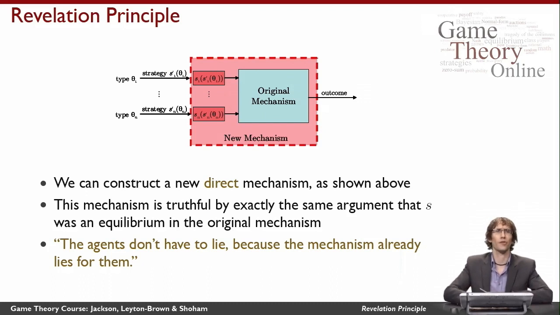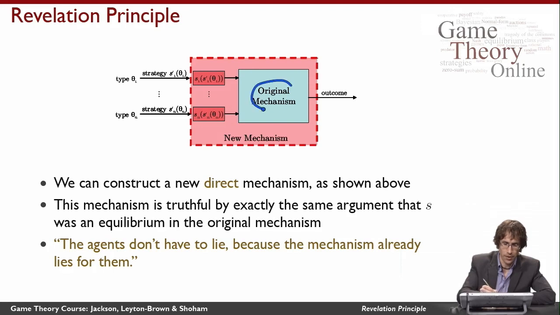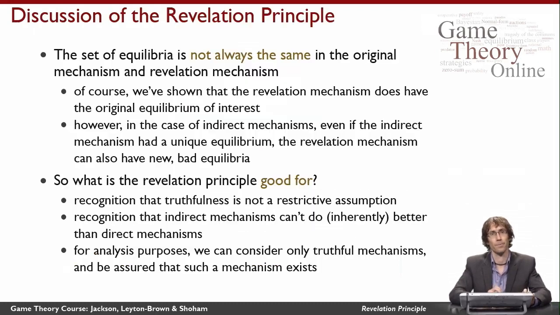So the slogan for the revelation principle is that the agents don't need to lie in this new mechanism because the mechanism already lies for them, right? We don't actually feed their real types into the original mechanism. Instead, we already apply this strategy of their types just in the way that they were doing before. And given that the mechanism is going to do such a good job of lying for me just in the way that I would have wanted to lie, there's no reason for me to lie again, right? The mechanism is acting as my proxy. The mechanism is doing just what I would like to do, if only I tell it the right thing. And so I should tell it the right thing. That's the idea of the revelation principle.